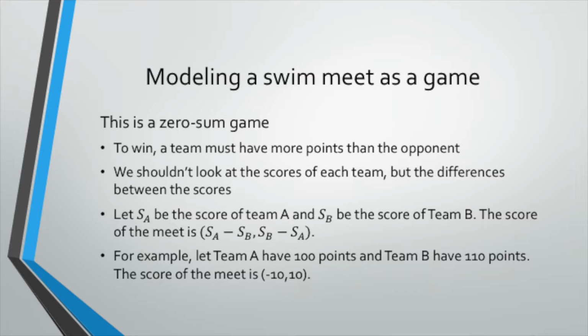We shouldn't really look at the scores of each team, but the differences between the scores, because that's what really matters. If a team has a greater difference than the other team, then that team is going to win. If we let S sub A be the score of Team A and S sub B be the score of Team B, the score of the meet should be S sub A minus S sub B for Team A, and then S sub B minus S sub A for Team B. For example, if Team A has 100 points and Team B has 110 points, then the score of the meet should be negative 10, 10.